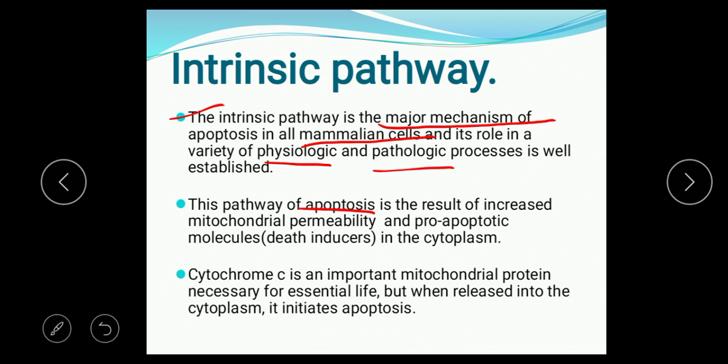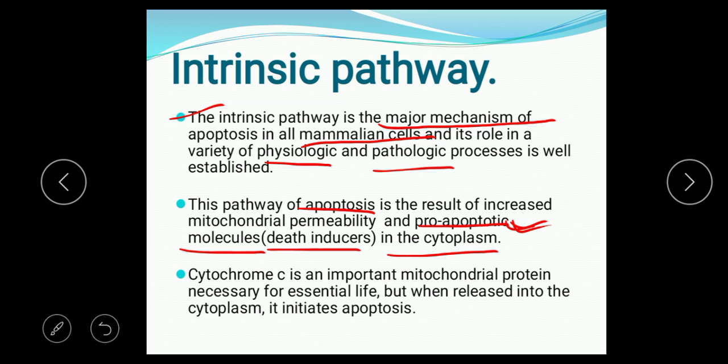Mitochondrial permeability and pro-apoptotic molecules that are death inducers in the cytoplasm. Guys, there are two specific molecules. One is pro-apoptotic molecules, another is anti-apoptotic molecules. This is the basic term here. Pro-apoptotic molecules are those molecules that are death inducers. They support apoptosis. Another one is anti-apoptotic molecules. The term itself says anti, means it resists apoptosis, means they are apoptosis inhibitors.